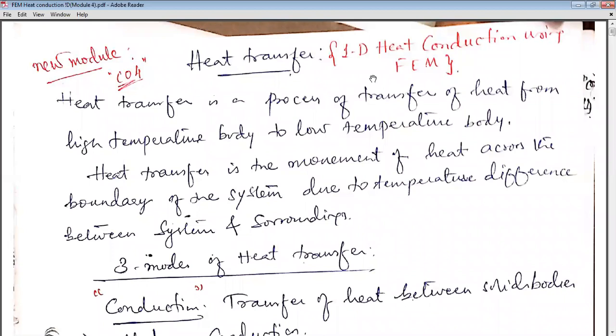Okay, you can see the topic or the description. This is 1D heat conduction using finite element techniques. So just a brief introduction I'll be giving on heat transfer. Of course, as I told you in the beginning, the comprehensive knowledge of heat transfer you would have got in your heat transfer course.